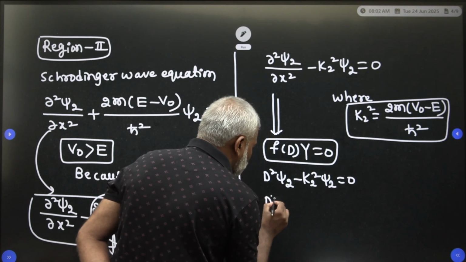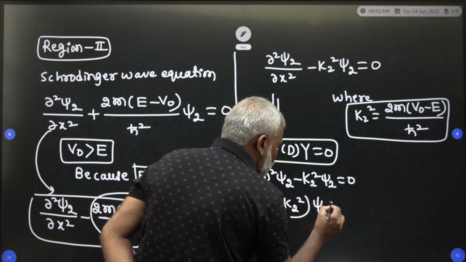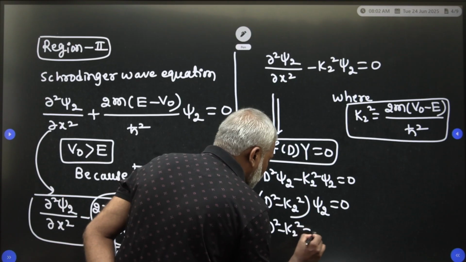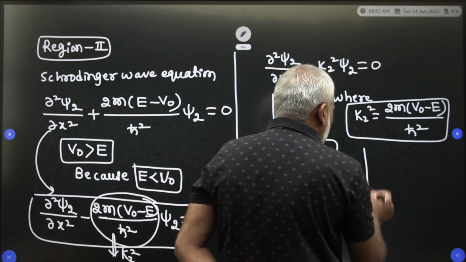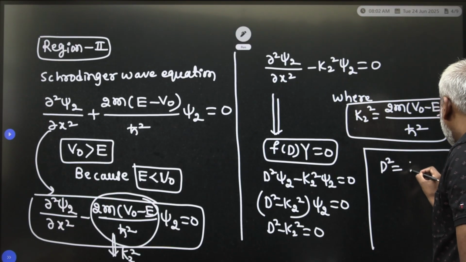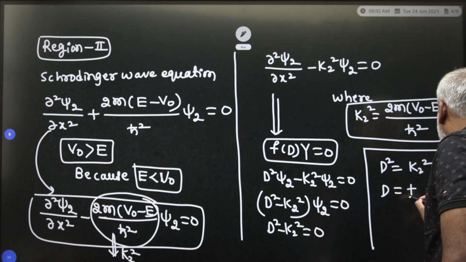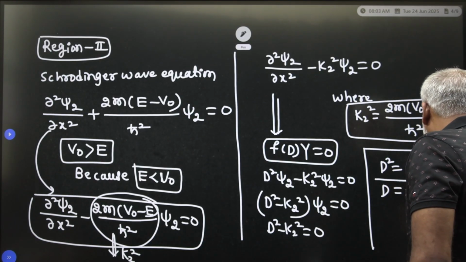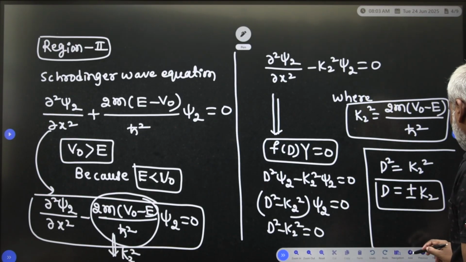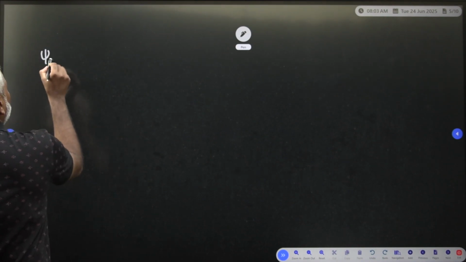So therefore you have to take (D² − k2²) ψ2 = 0. So D² − k2² = 0, F of D is equal to 0 you have to take. So D² = k2², therefore D = ±k2. D is equal to plus or minus k2, that is what you are getting. So how do we write the solution?